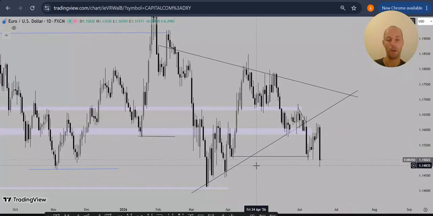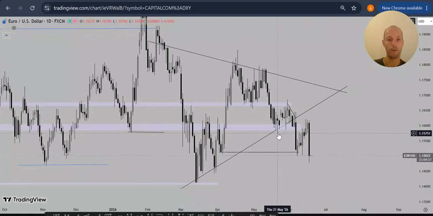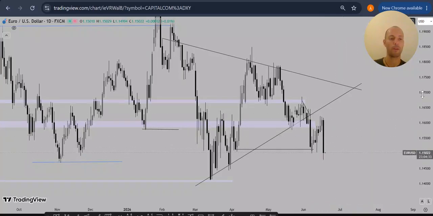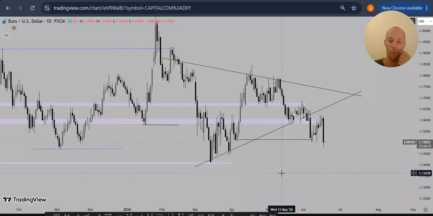Also, we can see this trend line here. Price broke the support becomes resistance zone here, and also broke the trend line here. So it comes down, then retests the support becomes resistance, and then we are going bearish. Now that we have confirmation, the question is, it's bearish until which level? How far can it go?